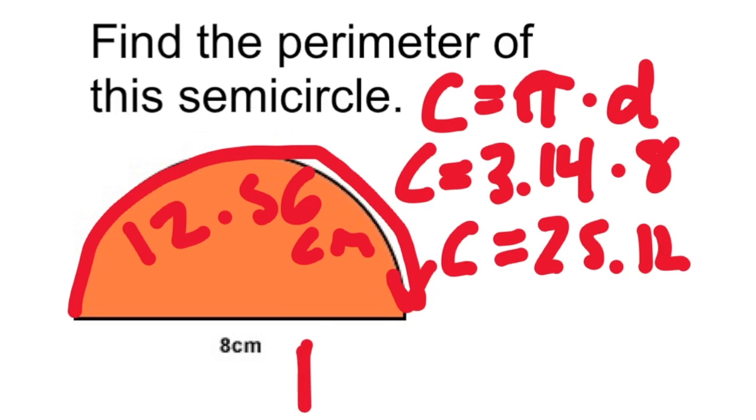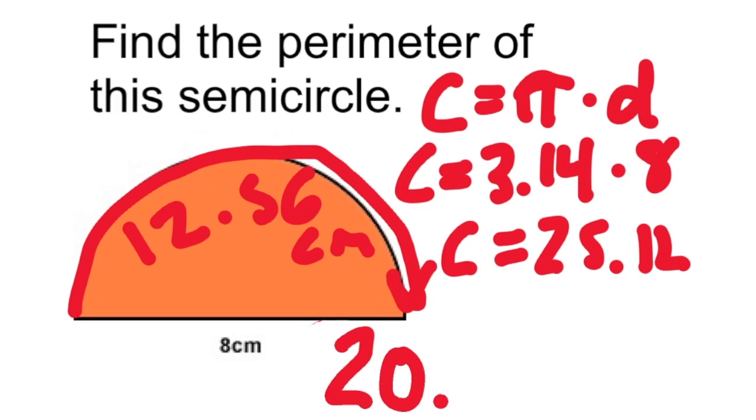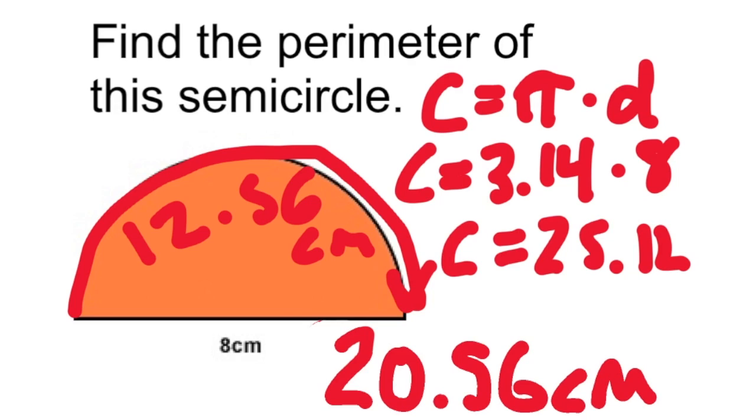Now I'm not done. To get the full perimeter of the shape, I need to add that plus the diameter. So that will give us the distance around the complete shape. When I add that, that's going to come out to 20.56 centimeters. That's the complete distance around this semicircle.